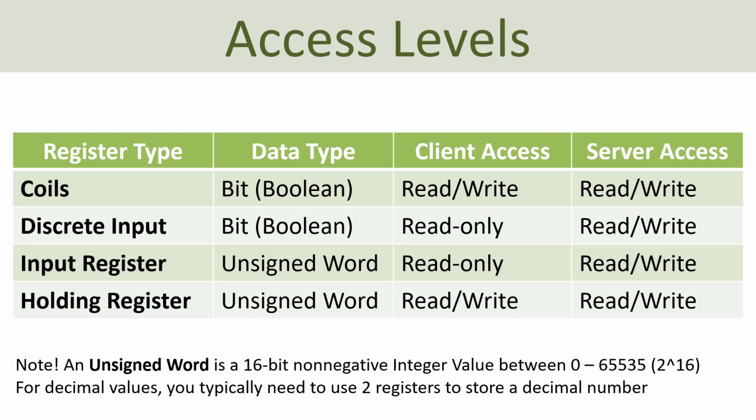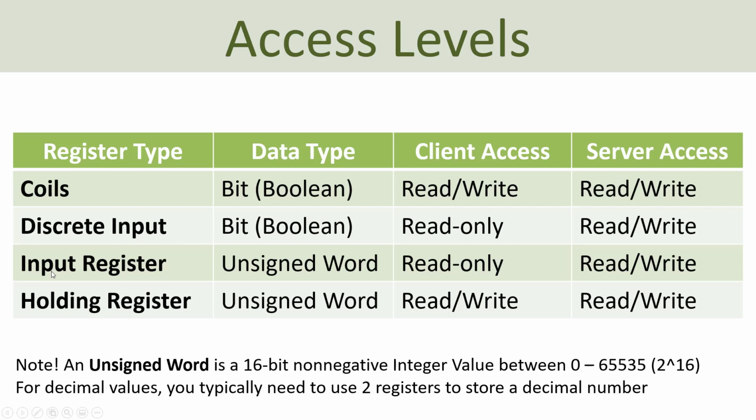So here you see an overview of these 4 different registers: coils, discrete input, input register, and the holding register. So coils are bit or Boolean, and from the client you can both read and write data to the coil register. While for the discrete input, which is also a bit or Boolean, here you can only read data from this register from the client.